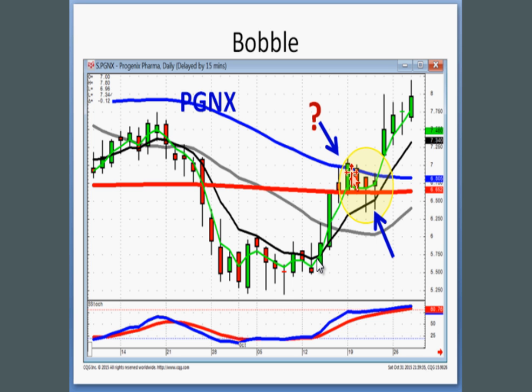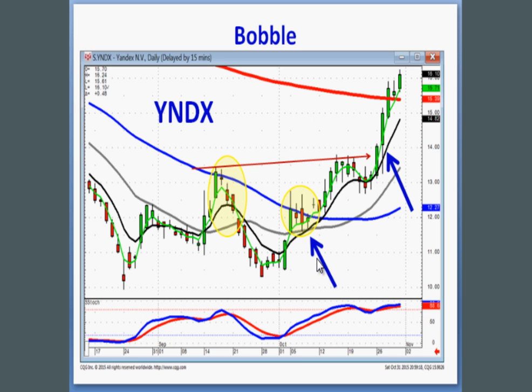So up here, resistance, we get out when it's time to sell. We get back in when it confirms that that was just a bobble pattern. There's kind of your T-line crunch. The bobble doesn't necessarily have to be at a major moving average. It could also be at a resistance level.